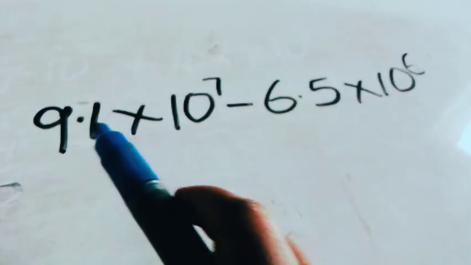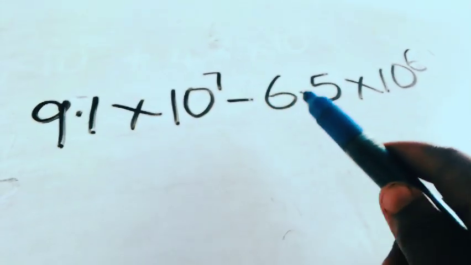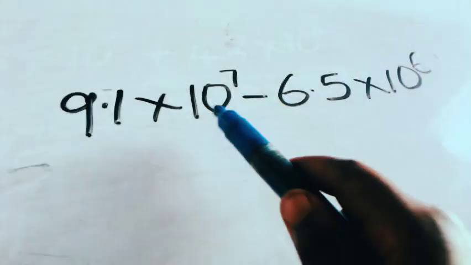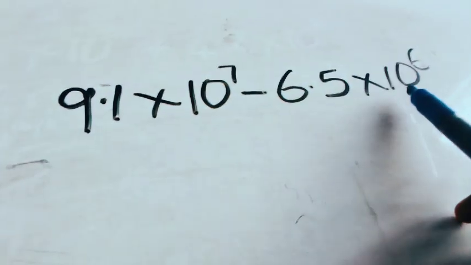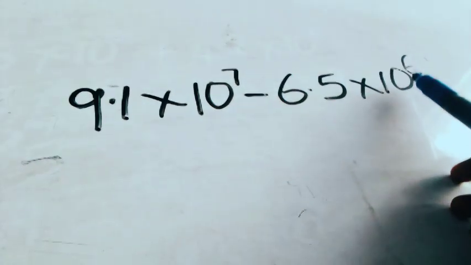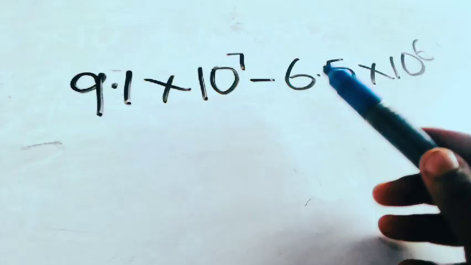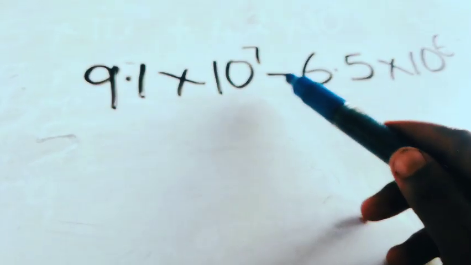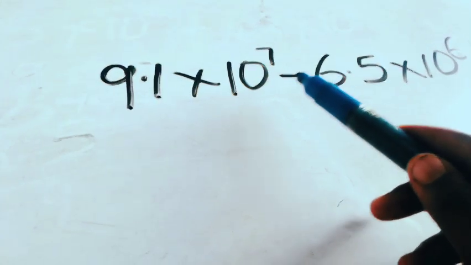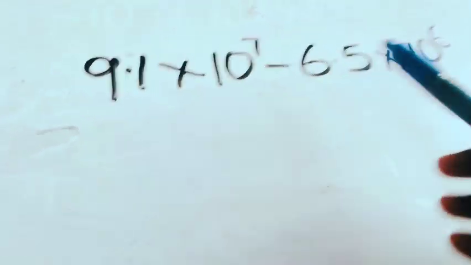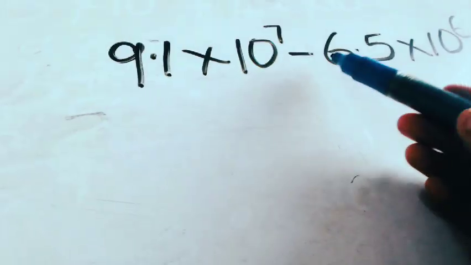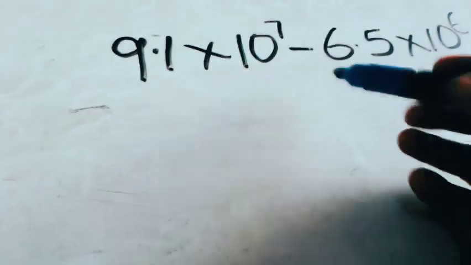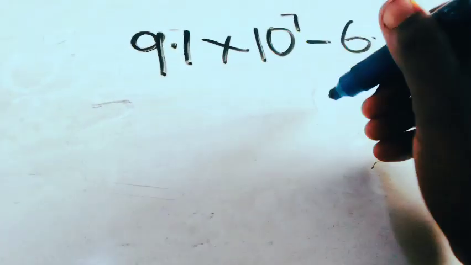Look at this next example. 9.1 times 10 raised to the power 7 minus 6.5 times 10 raised to the power 6. Checking, the powers of 10 are not the same. So I'm going to make them the same. And most often, the one that has the lesser power, you can convert it to the bigger power by simply adding 0 at the left of the number having the lesser power. So for me to change 6.5 times 10 raised to the power 6 to power of 7, what I'm going to do is to write it like this.